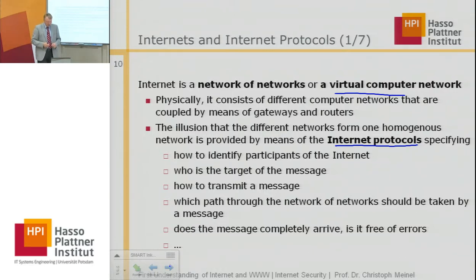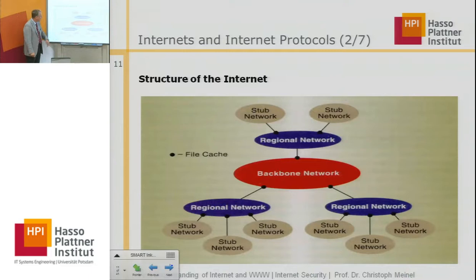These internet protocols have to specify how to target a message and how to transmit a message over the different interconnected networks from the sender to the receiver. They have to specify which path through this connection of networks should be taken by the message. It should be a short path. They have to specify how the message completely arrives at the receiver side, how a receiver can receive the message without errors. Many more other tasks need to be done by the internet protocols. You see, this is a very important piece of software.